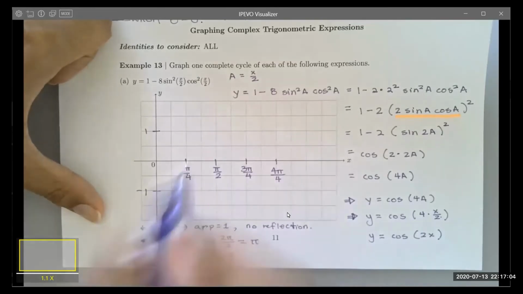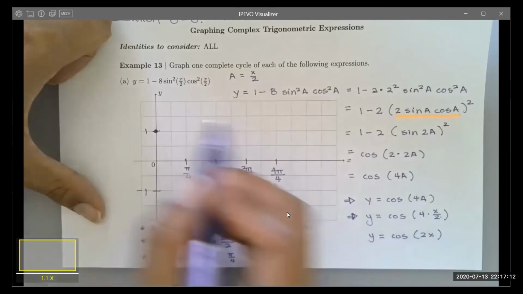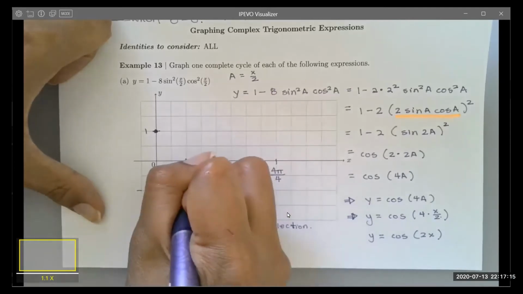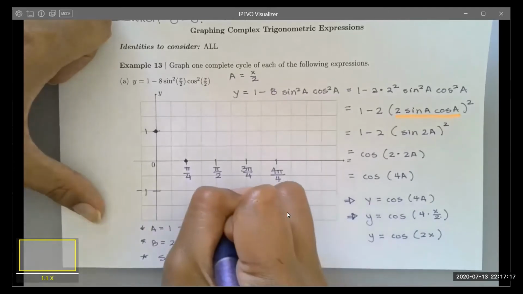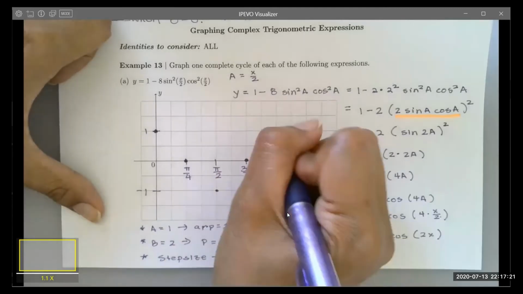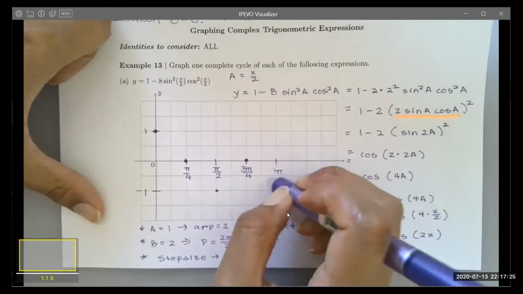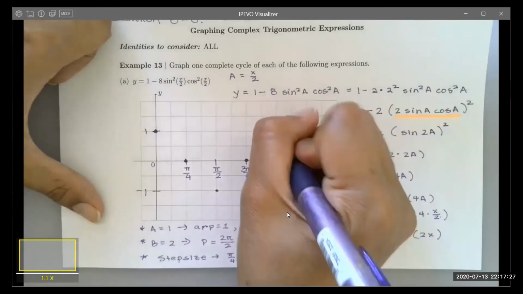And then at 0, cosine begins at 1. Again, if you forget this, that's okay. You can just plug in the 0 into the function. So we would get a 1. Then at pi over 4, we're going to reach 0. At pi over 2, negative 1. At 3 pi over 4, 0 again. And then at pi, let me just reduce this down to pi, we're going to make it up to 1.